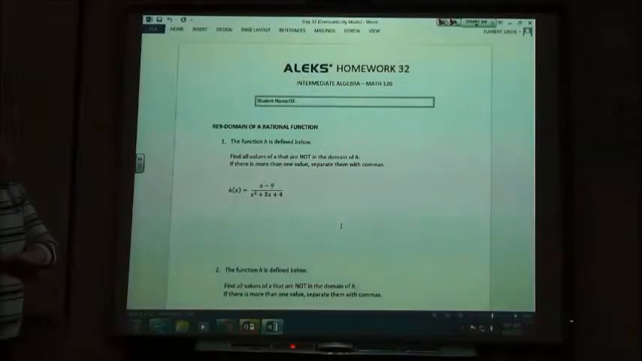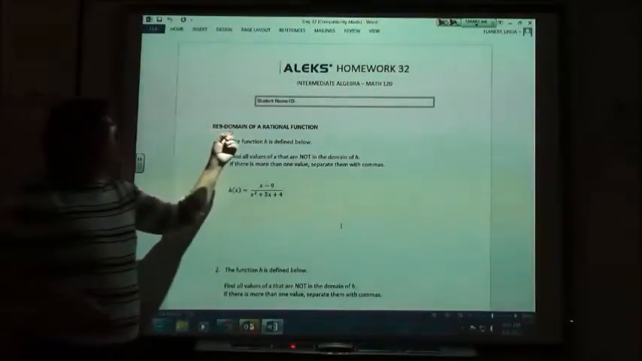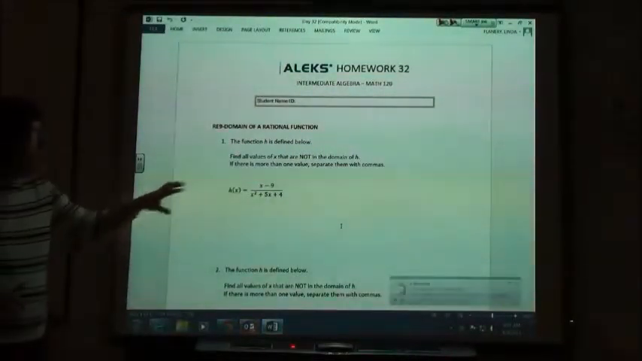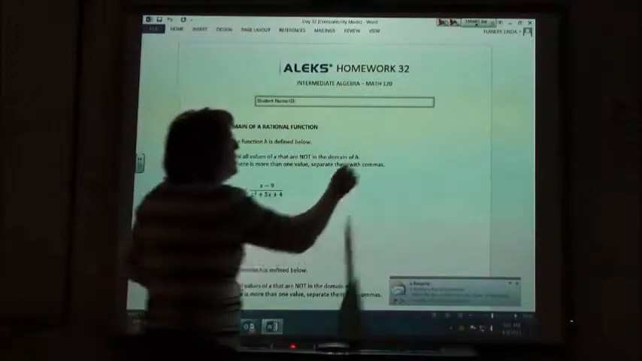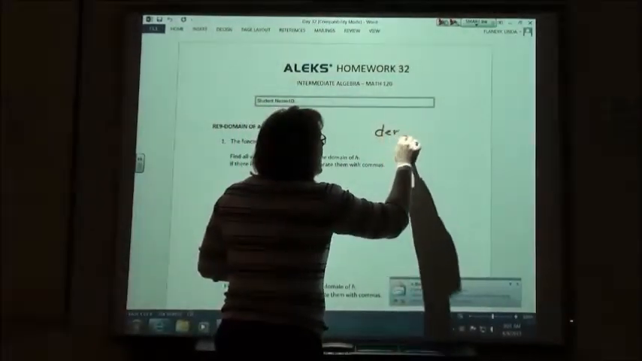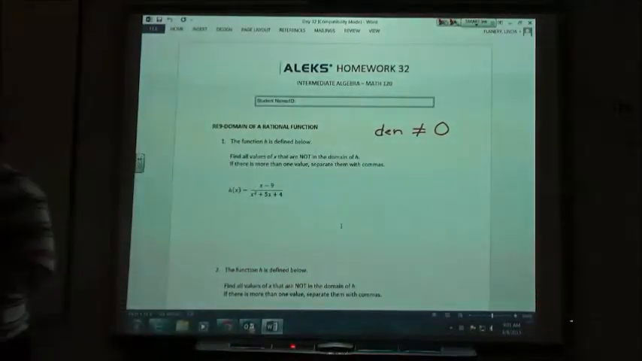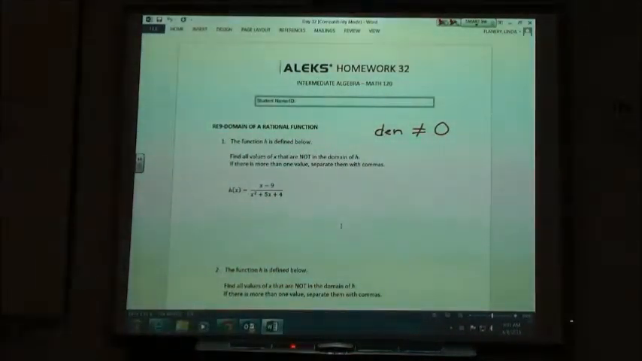So, homework 32 starts out and it talks about the domain of a rational function. When they're asking you about the domain of something, they're trying to find out what kind of answers or what kind of numbers you can put in for x and get a real number answer. What they want you to know on this one is that your denominator can never equal 0, right? If you have 0 on the bottom of a fraction, you get a math error.